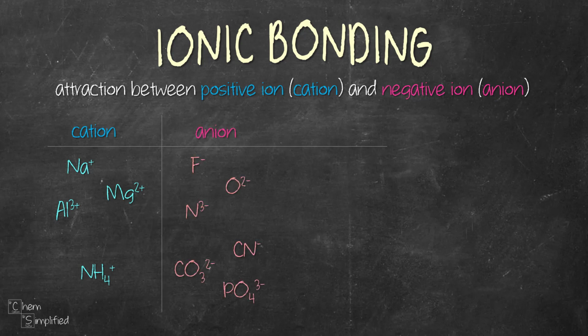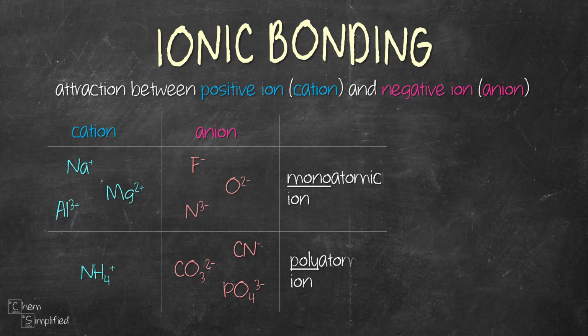Notice that there are 2 types of ion present. The ion that has only 1 atom, we call it monoatomic ion. This type of ion is formed from metal and non-metal. We've already seen this previously. Whereas the ion that has multiple atoms, we call them polyatomic ion. Poly means many. So it's an ion that is formed from at least 2 atoms combined together.